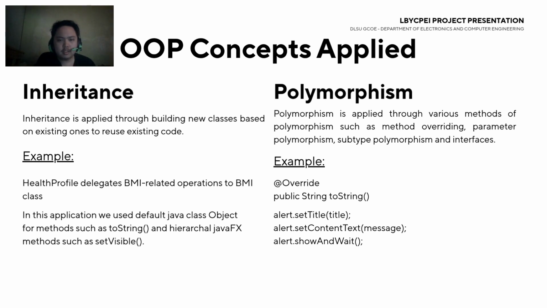Polymorphism enables flexible interactions with objects through a unified interface. Our app implements this via method overriding, customizing inherited behaviors, like overriding toString to return tailored user health summaries instead of generic object references.